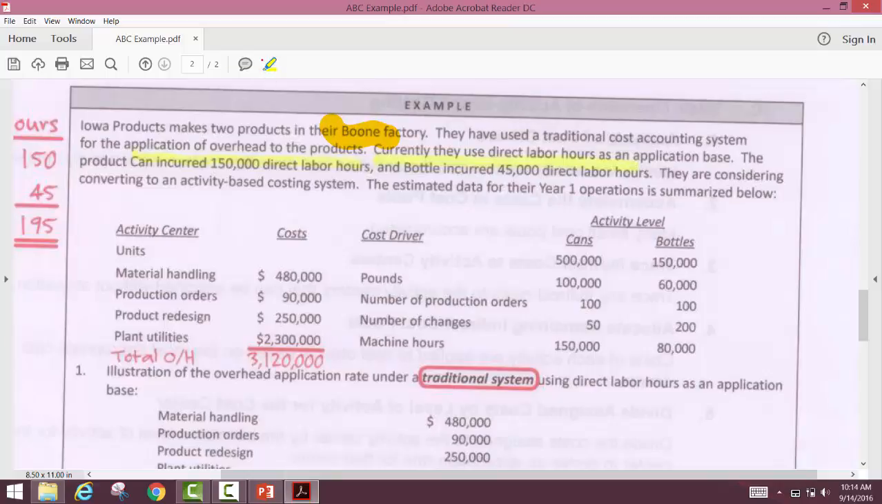Why is my highlighter so yellow? Okay, well, let's see what we can do. It's going to be a little tough, but let's see.